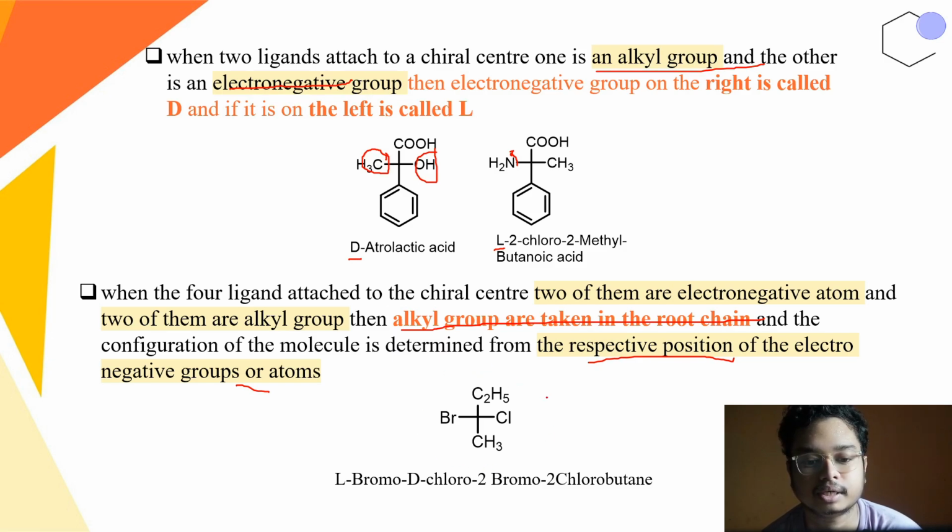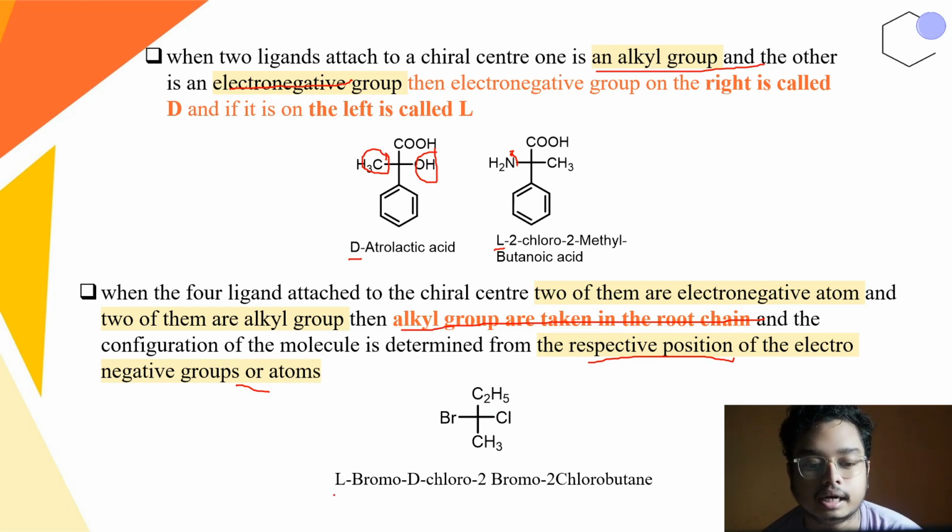For example, in this particular compound, we can see the alkane group present in the root chain, and here bromine and chlorine are both electronegative atoms. So the naming will contain these two groups as well.